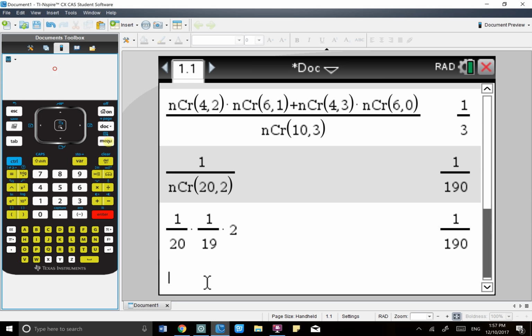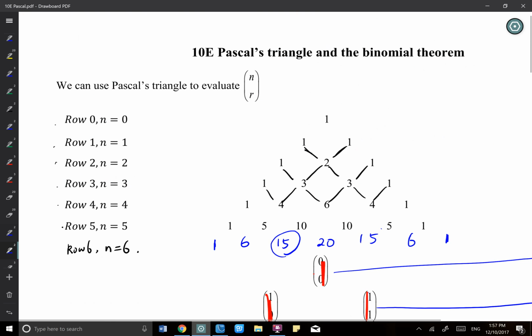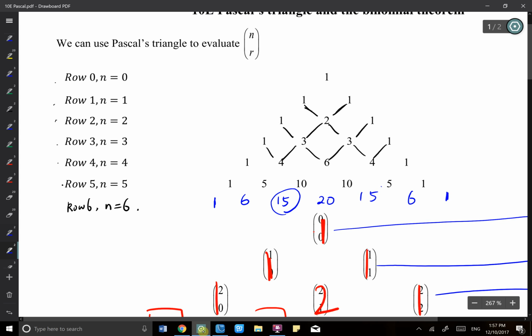Let's test whether it is that. Oh, it's a 20. Wait. Row 6. Which row is that? 0, 1, 2, 3, 4, 5, 6.